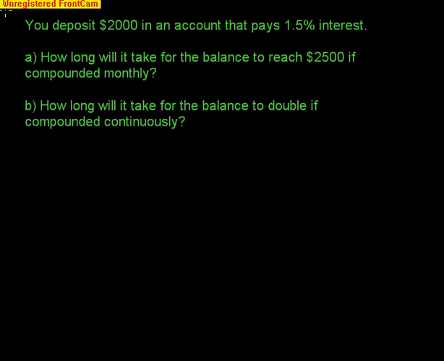We're going to get into our compound interest problems, and this time we're going to be looking for time. So you deposit $2,000 in an account that pays 1.5% interest. Let's do A. How long will it take for the balance to reach $2,500 if compounded monthly? Well, when I see monthly, I know I have to use the formula with the n's: A equals P times (1 plus r over n), all raised to the nt power.